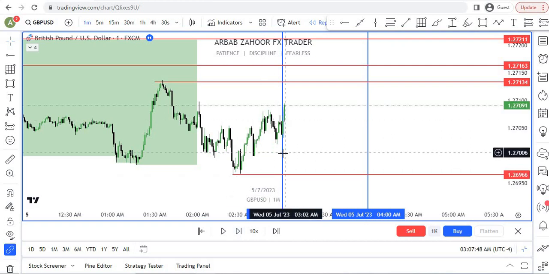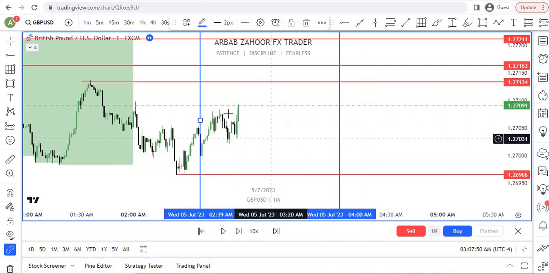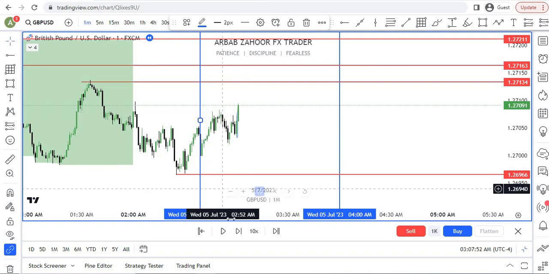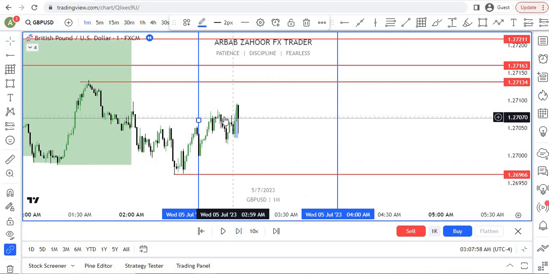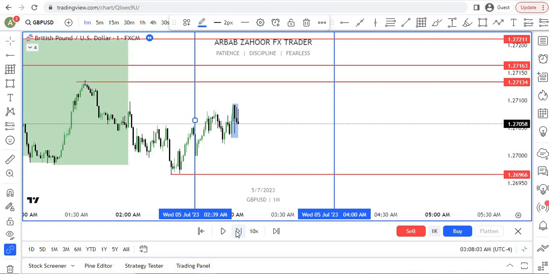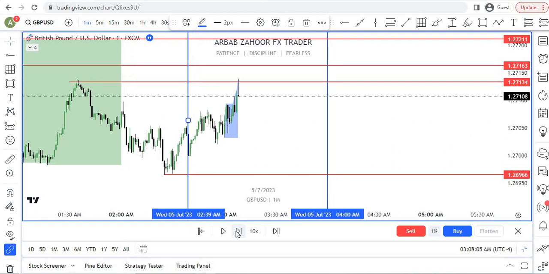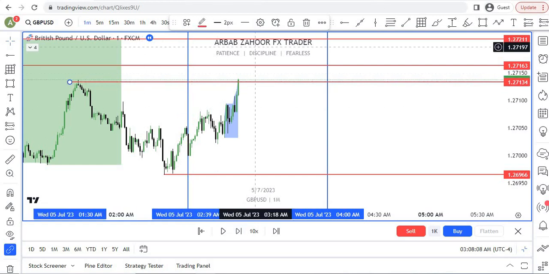Did we get any market structure shift here? Yeah, we get a market structure shift with displacement. Now the next candle, no, this is invalid because the third candle did not make a fair value gap, so we will not consider this a market structure shift with displacement. Okay, let's take out this liquidity.